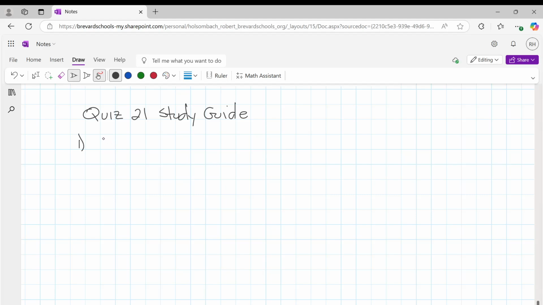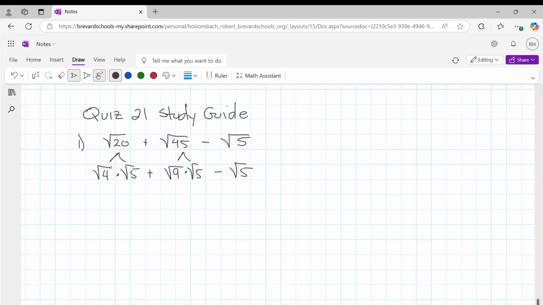Problem number 1, we've got the square root of 20 plus the square root of 45 minus the square root of 5. All right, so we're going to simplify the square root of 20, and it simplifies to the square root of 4 times the square root of 5. And the square root of 45 simplifies to the square root of 9 times the square root of 5. And then we're still subtracting 1 square root of 5.